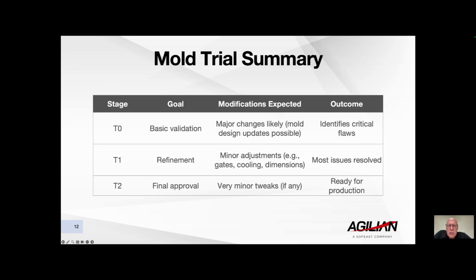So just have a quick summary. On the mold trials, we are looking at T0, which is the basic validation, and this is where all of the major changes get done. T1 is the refinements. This is where minor adjustments are carried out and all of the parameters are set on the injection mold machine. And T2 is where we're looking for final improvement or some very minor tweaks if required.